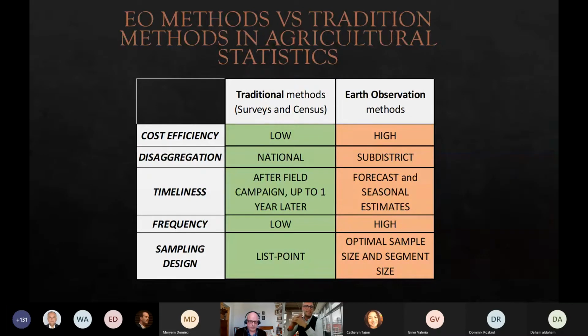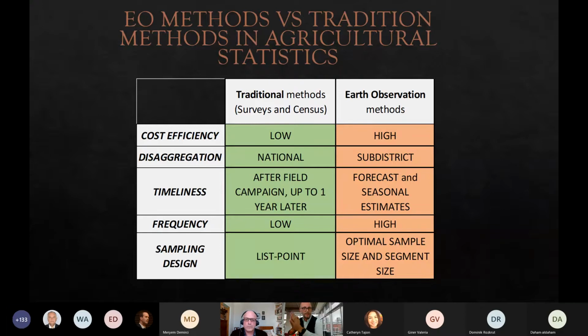So what is in it for Earth observation methods compared to traditional methods? In this table, I'm comparing the traditional methods, for instance, surveys and agricultural census, with Earth observation according to 5 criteria: cost efficiency, disaggregation, timeliness, frequency, and sampling design. So clearly, traditional methods are less cost efficient than Earth observation. They're much more expensive. Disaggregation. So usually the traditional methods allow national level data, whereas Earth observation is commonly used to provide sub-district aggregation level data.